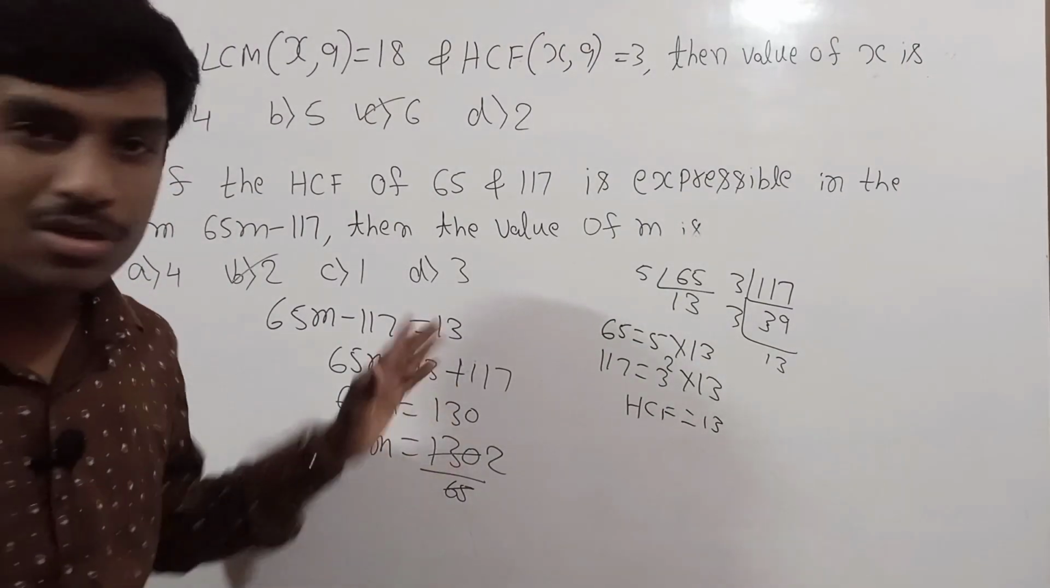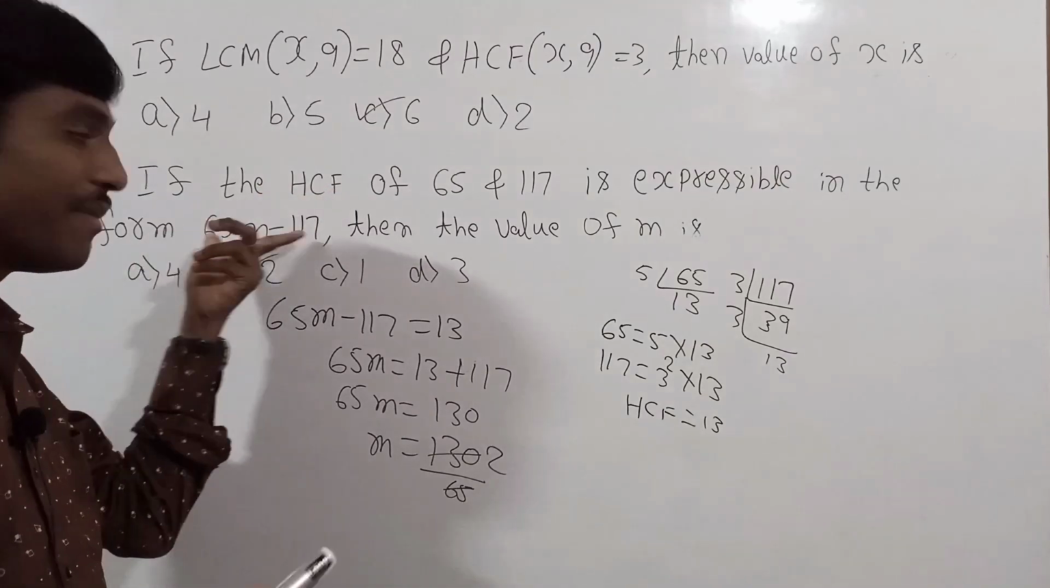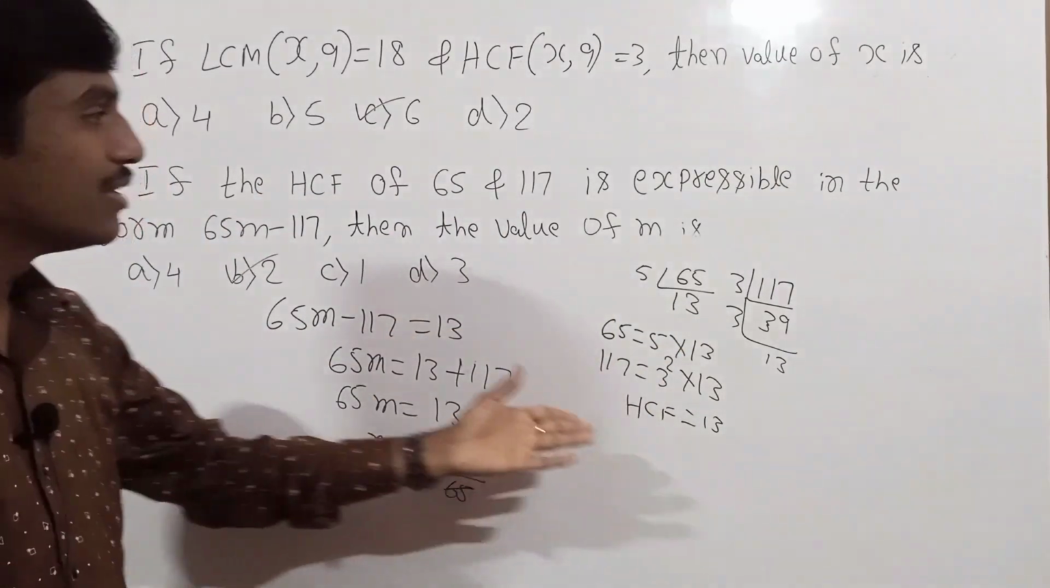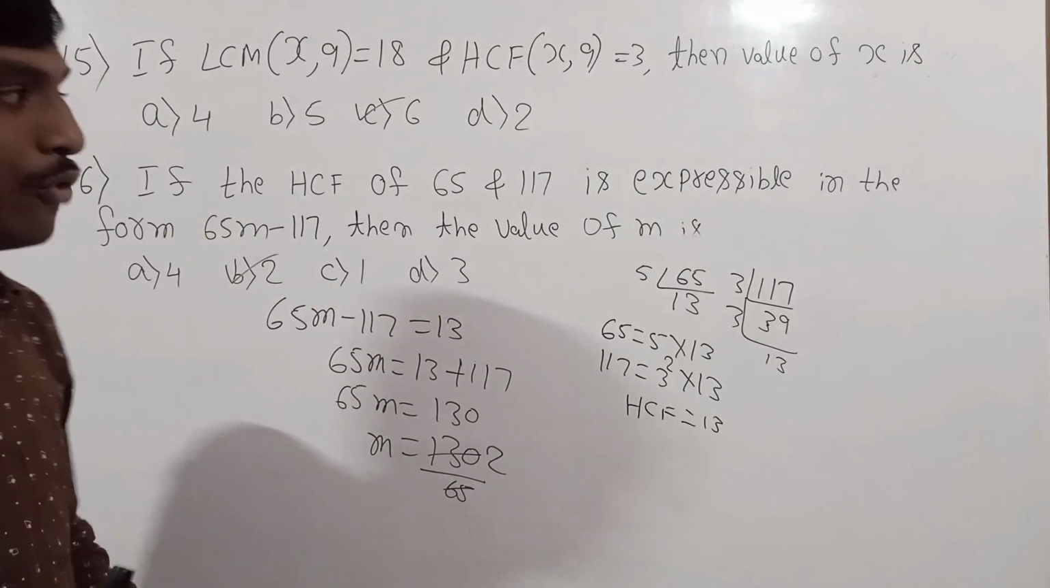In the same question, instead of HCF they might give LCM in the form, they might change this. For that you have to find the LCM. Here we have calculated HCF, there you have to calculate LCM, and then equate it to the given expression, then we'll get the value of m.